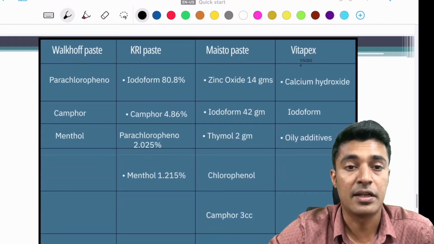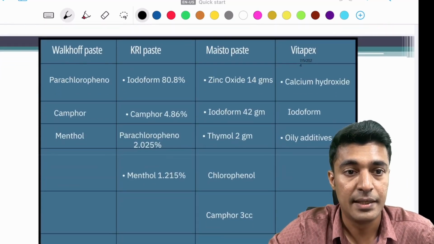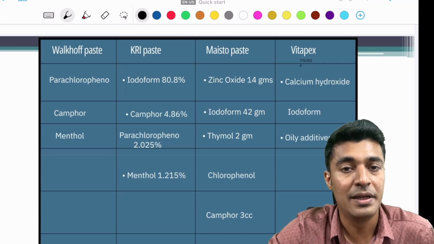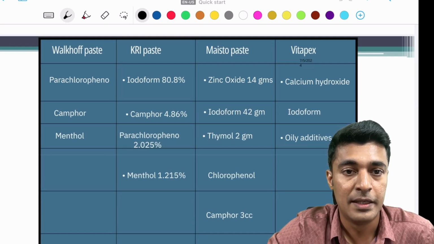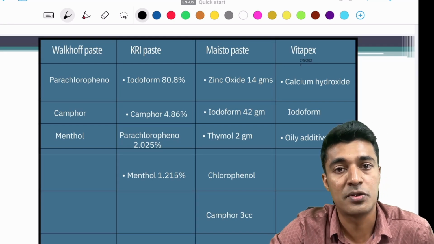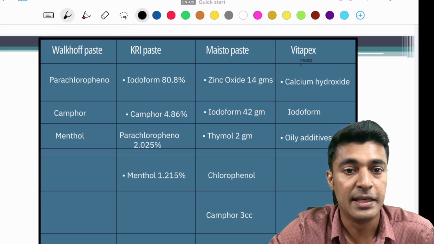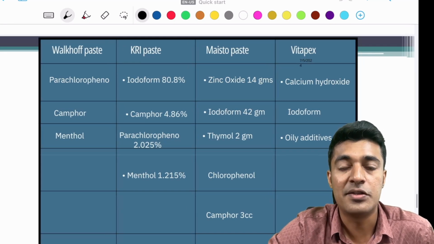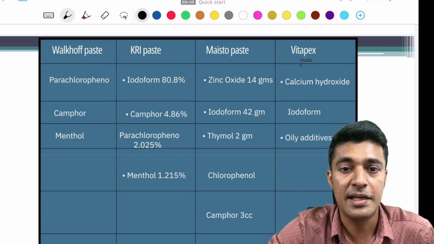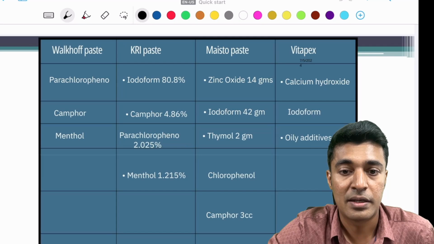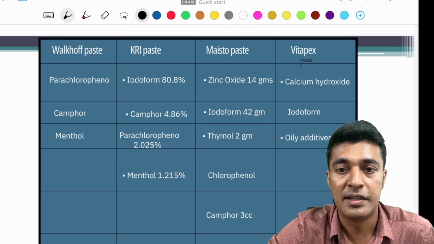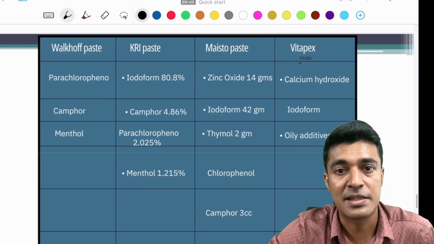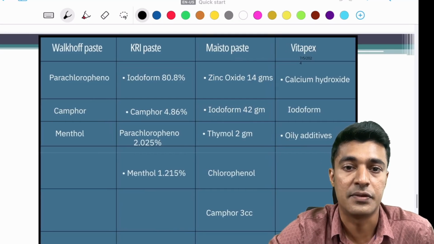Now let's see the composition of Walkoff paste. It is composed of parachlorophenol, camphor, and menthol. The KRI or the Kri paste is composed of iodoform 80%, camphor, parachlorophenol, and menthol. The Maisto paste is composed of zinc oxide, iodoform, thymol, chlorophenol, and camphor. The Vitapex is composed of calcium hydroxide, iodoform, and oily additives.